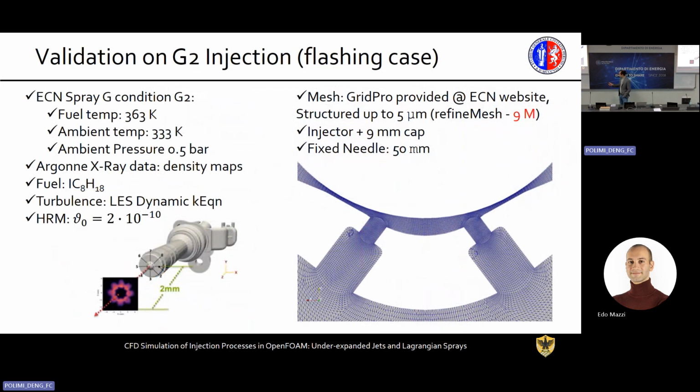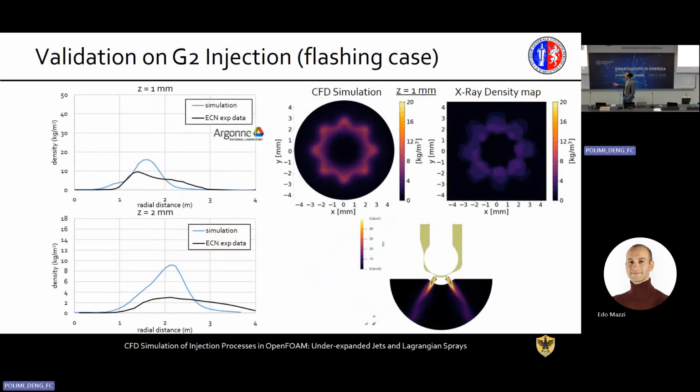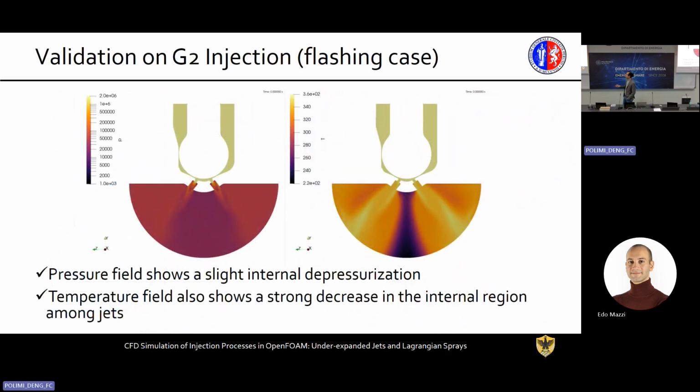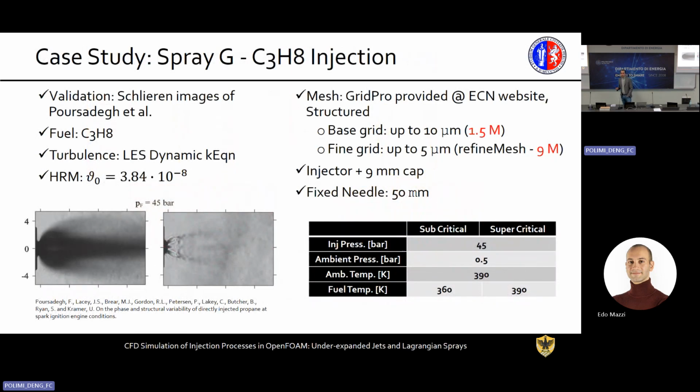But let's go a little, not behind, but forward. This is the pressure field, the temperature field. Okay, we have a little bit of depressurization among the jets, but it's important to test the code in a condition where we also have under-expanded jets. So we considered always the Spray G injector, but a propane injection. And we investigated a subcritical and a supercritical injection of propane.